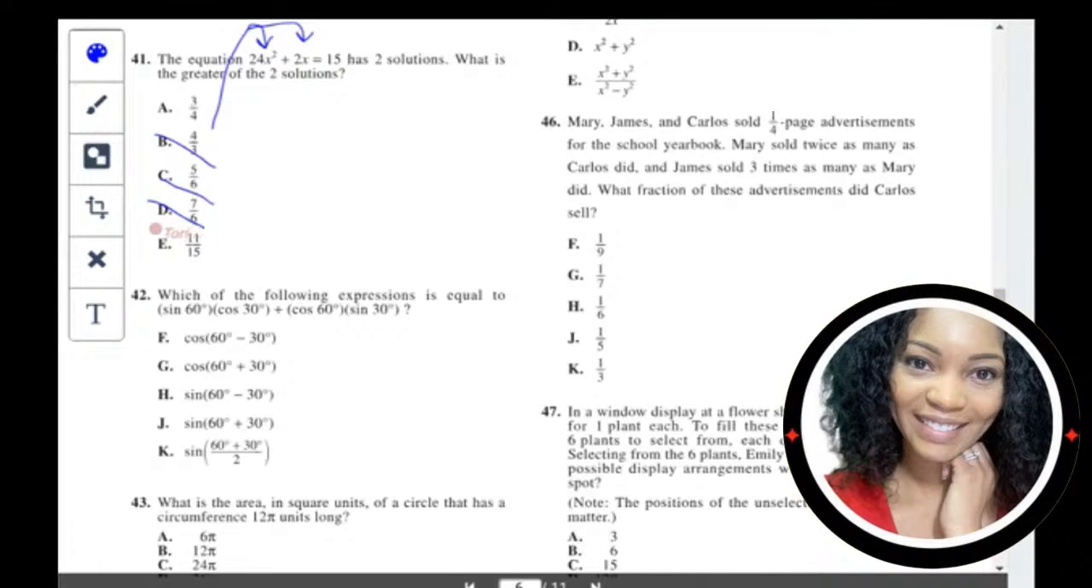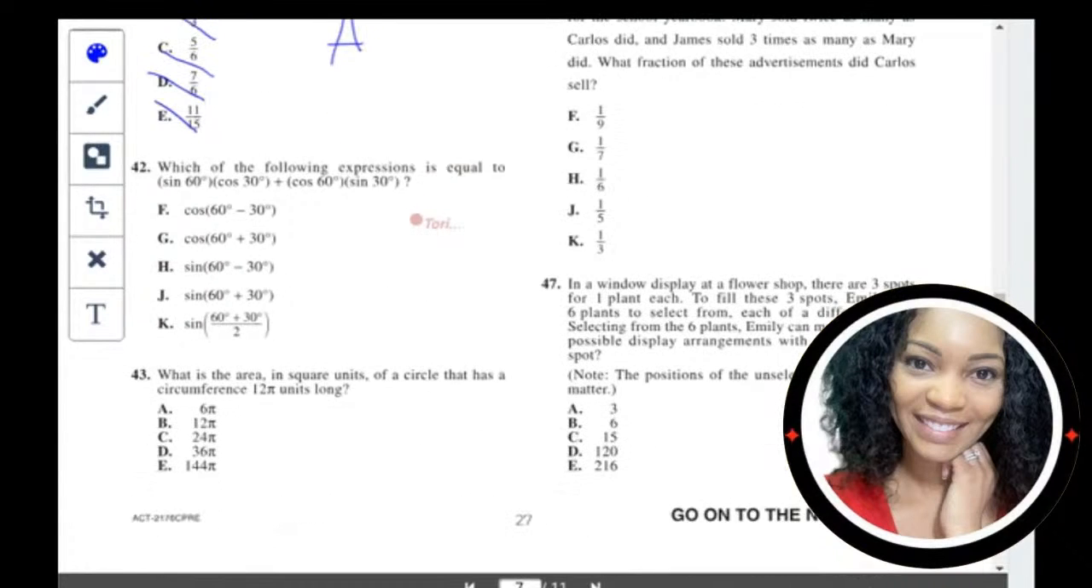So I'm left with A as the answer for this, but just to confirm, 24 times 3/4 squared plus 2 times 3/4. And that does come out to be the 15 that we need. So this is a solution. It is A.